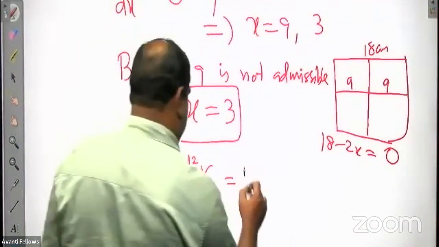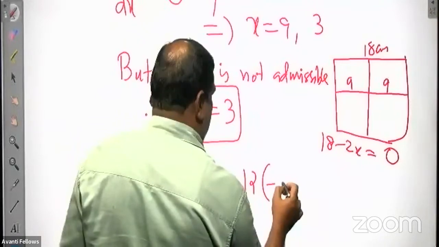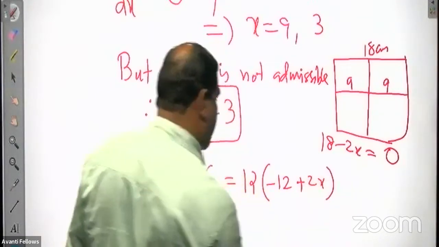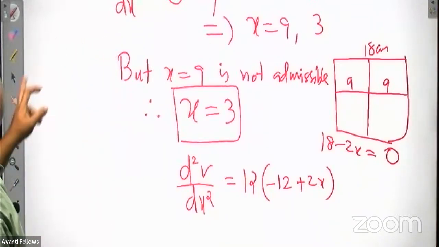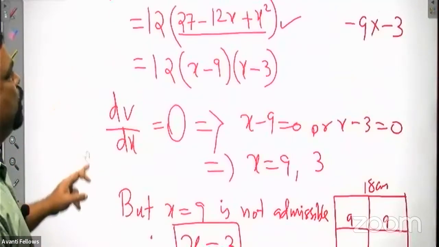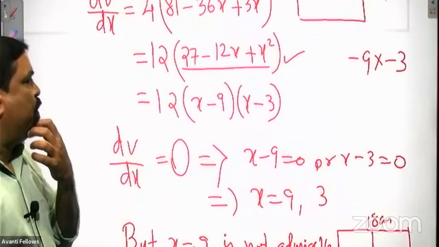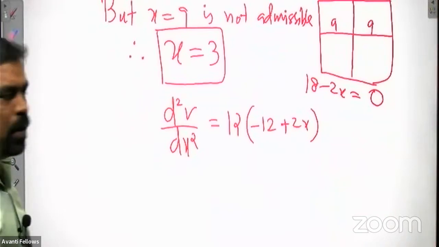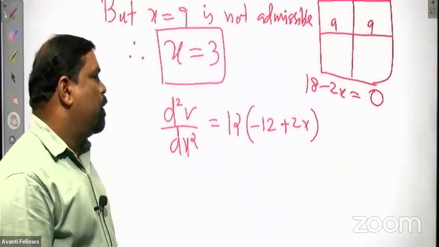12 into (−12 + 2x). Is it correct? 12 into (−12 + 2x). So this is our second derivative. Okay. Now what we have to do?